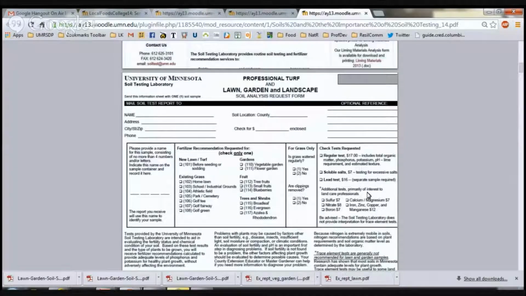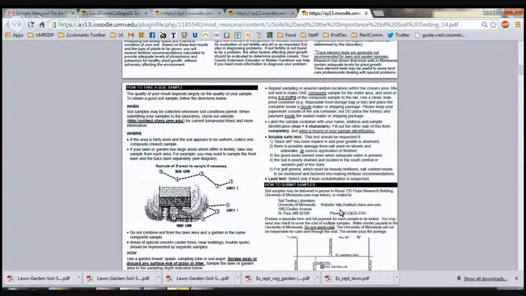One of the things it'll tell you, though, is that for those additional tests, it really doesn't give you any kind of interpretation or recommendations. So you might have to use some of those PDFs that I provided to get additional information, because with a lot of specialty crops, those micronutrients come into play. And this is just the back side. It talks about how to take a soil sample, and it's kind of hard to see on the screen, so I'll blow it up on the next screen.